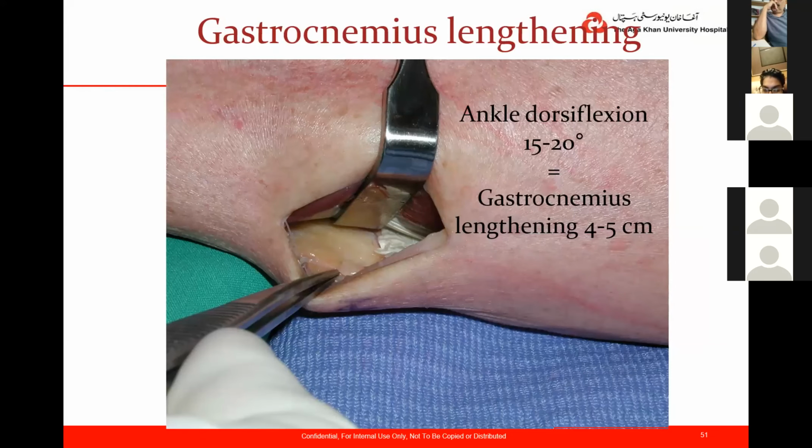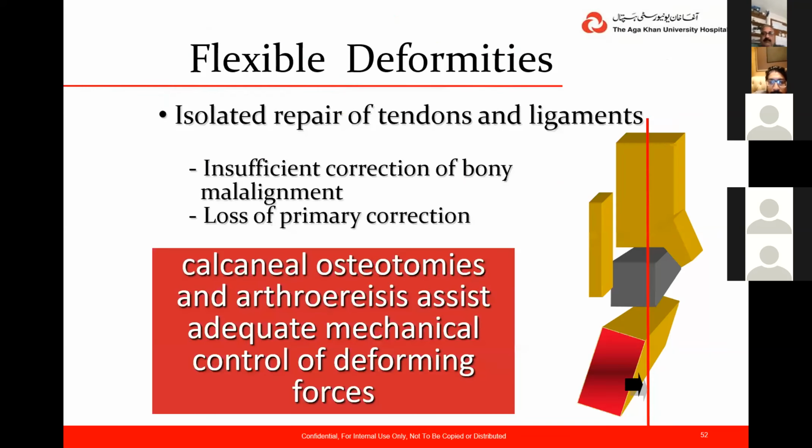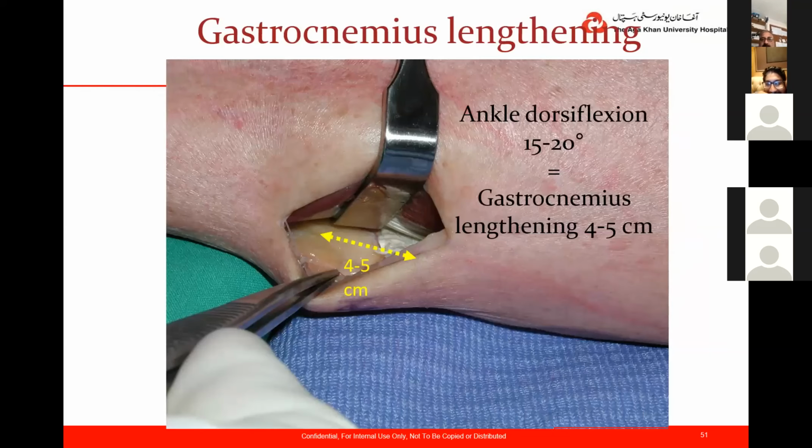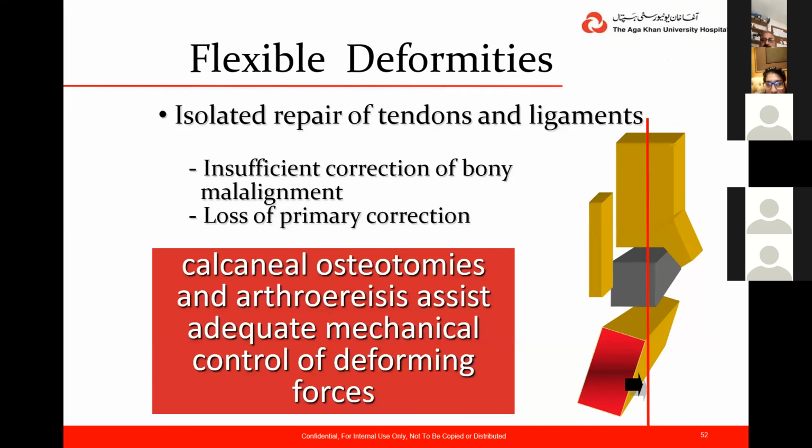So here you can see that when the ankle was dorsiflexed, it was about 4 to 5 centimeters of length of gastrocnemius. Next. So you can see that distance. So next. So here you can see that only soft tissue will fail, so assist adequate mechanical control of deforming forces.